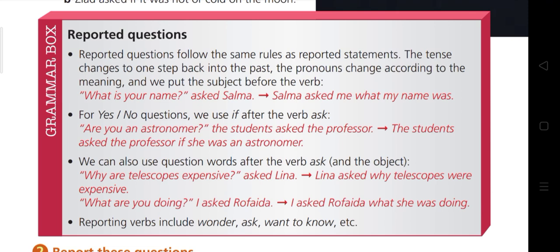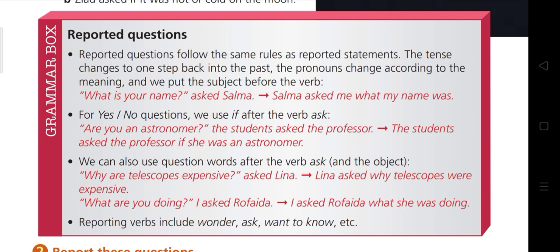In the last unit, we were talking about how to report a statement and an imperative. In this grammar lesson, we are going to see how to report a question. Let's agree on a point: we're going to divide the questions into WH questions and yes-no questions, or interrogative questions. Why are we stating this? Because there is a slight difference. Let's start with the WH questions.